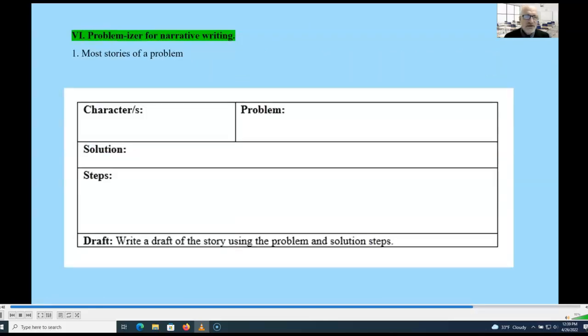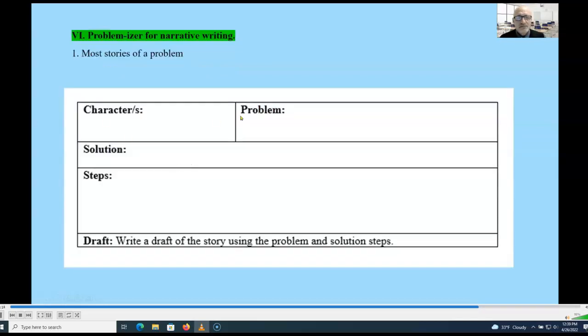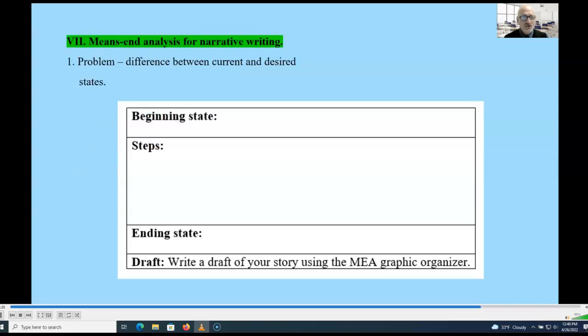Problemizer. Most stories have a problem or are based on a problem. So you have some characters, you have a problem of one of the characters, and this is used when you have a solution already. And you list the steps. So you identify characters, identify a problem, identify a solution to the problem, list the steps, write your draft. Problem, solution, steps to solving, use your draft. Problemizer. Stories usually involve a problem of some sort.